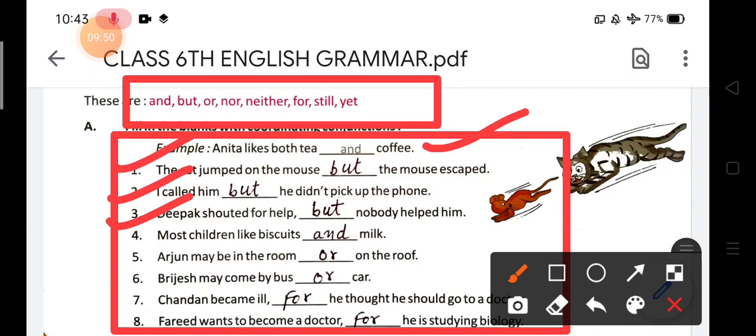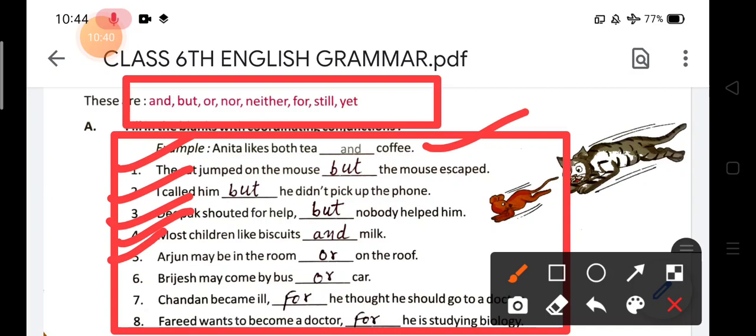Deepak shouted for help, but nobody helped him. Next, most children like biscuits and milk. So over here you have seen and. Okay, next, Arjun may be in the room or on the roof. Next, Brijesh may come by bus or car. वह आ सकता है by bus or car. It means he has two options. He can come by bus also and he can come by car also.